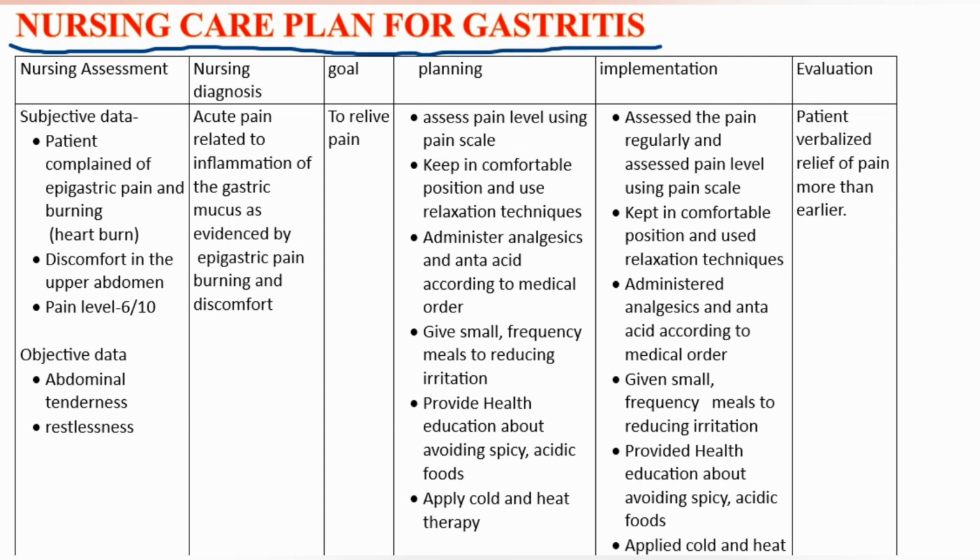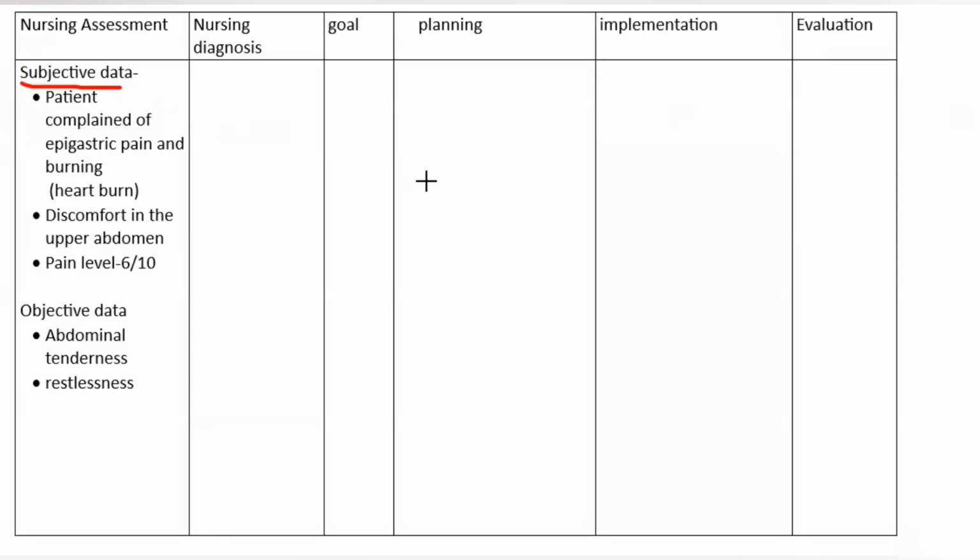Nursing assessment. Subjective data: patient complains of epigastric pain and burning, discomfort in the upper abdomen, pain level. Objective data: abdominal tenderness and restlessness.